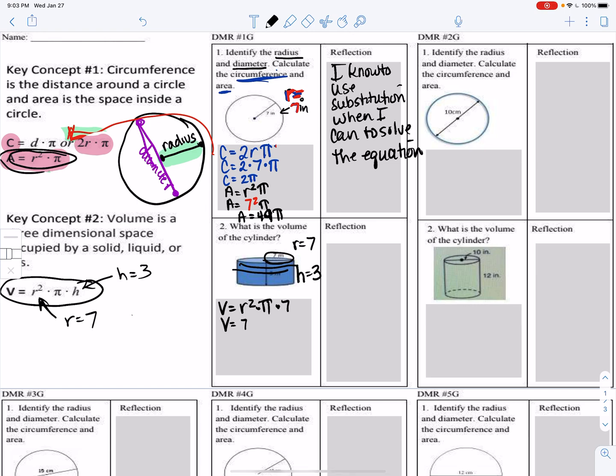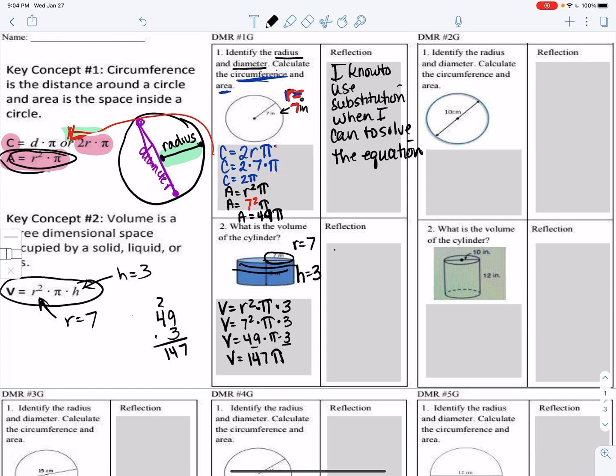V equals 7 squared times pi times, that should be a 3 up there. We know me, I do this all the time. Okay, there we go. Go back and fix it on yours. So V equals 49 times pi times 3. Now I know, because of our rules of multiplication, we can flip-flop the 49 and the 3. So I'm going to multiply those together first. 49 times 3, I get 147. So volume equals 147 pi. I'm going to leave it in terms of pi.